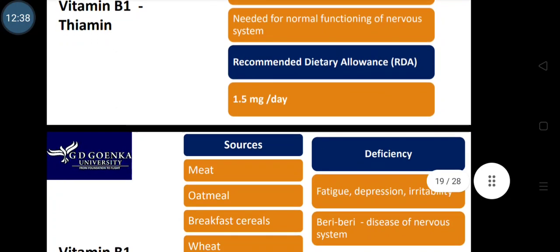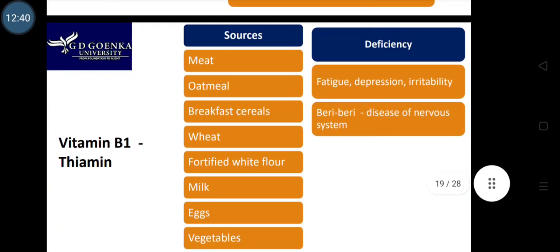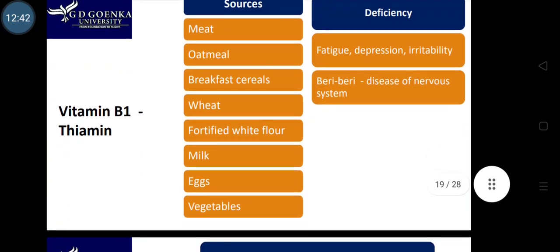The dietary allowance is 1.5 mg per day. Sources are meat, oatmeal, and breakfast cereals. So all vegetarian and non-vegetarian foods normally contain thiamine. Deficiency conditions are fatigue, depression, irritability, and most commonly beriberi, which is a disease of the nervous system.